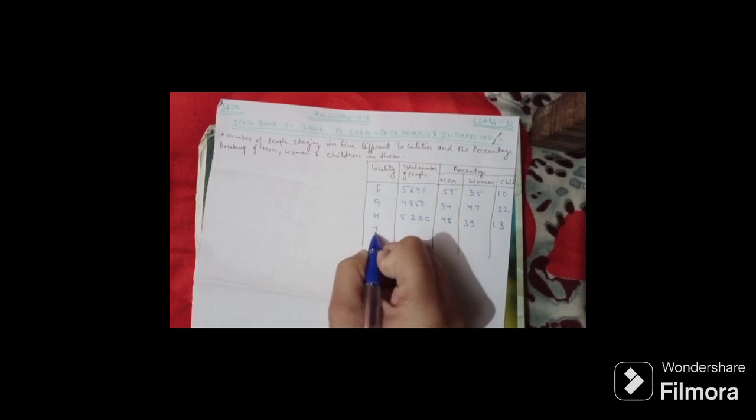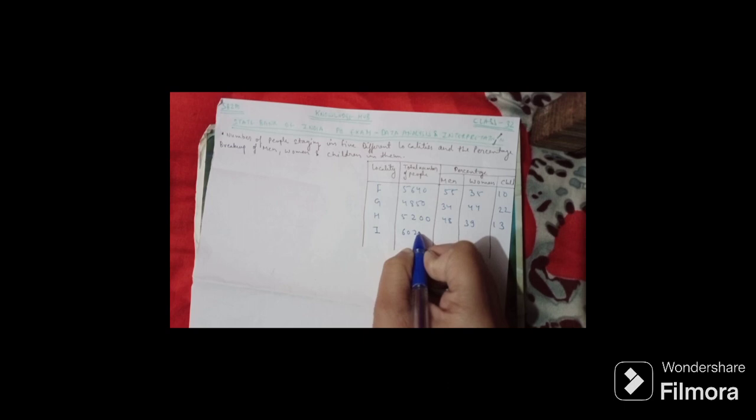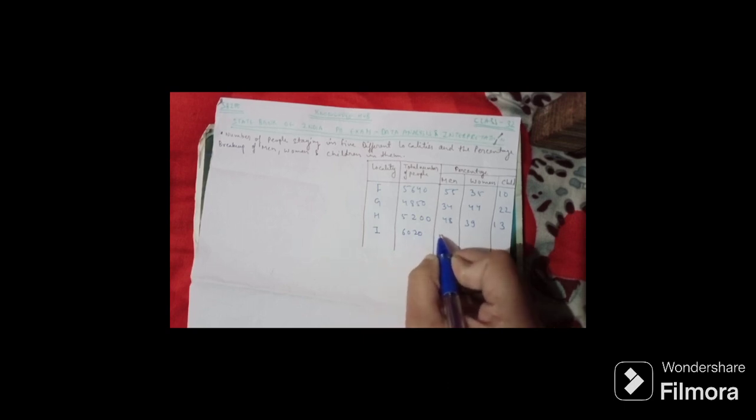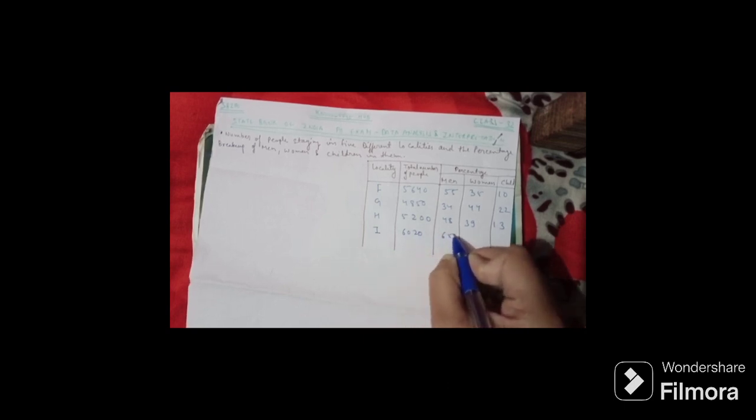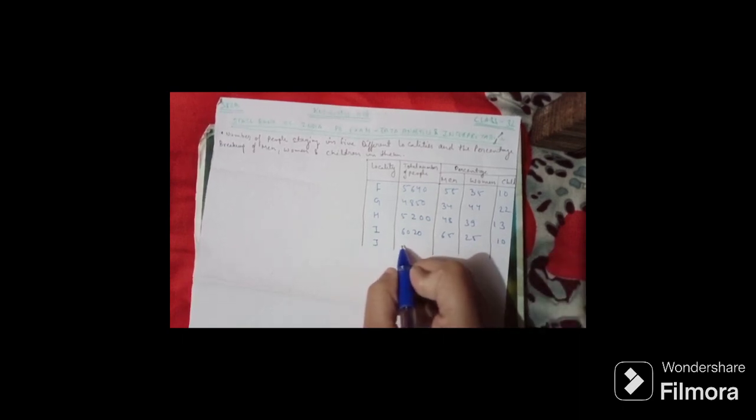For I, 6,020, 65, 25, 10. For J, 4,900, 42, 41, 17. So here we go for it.